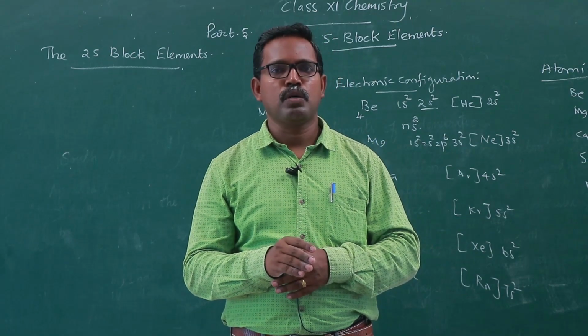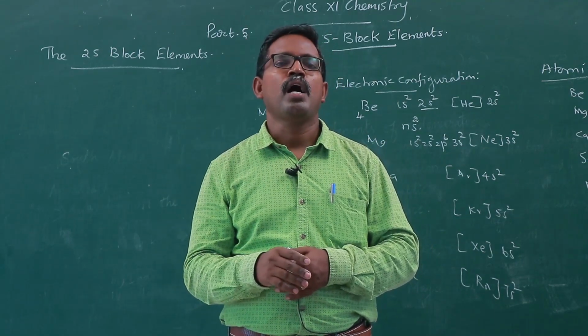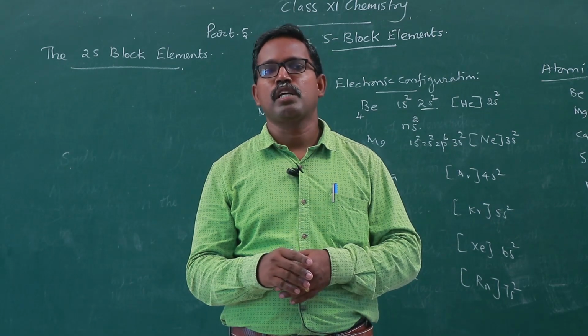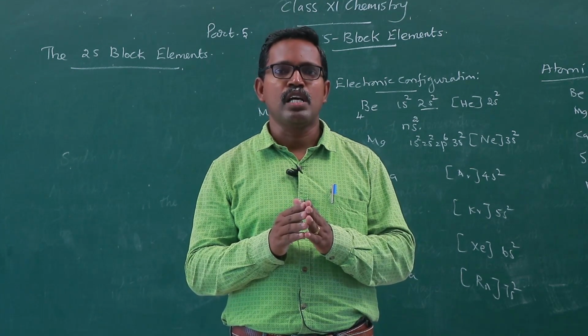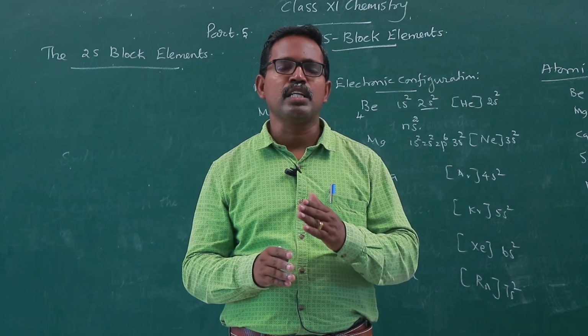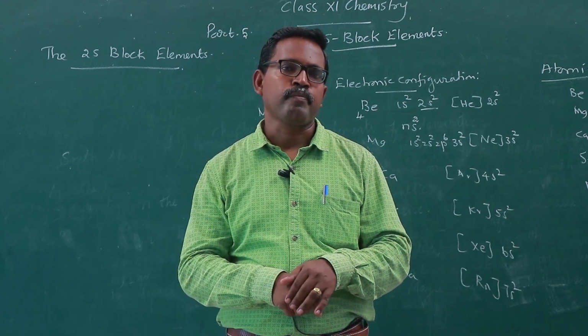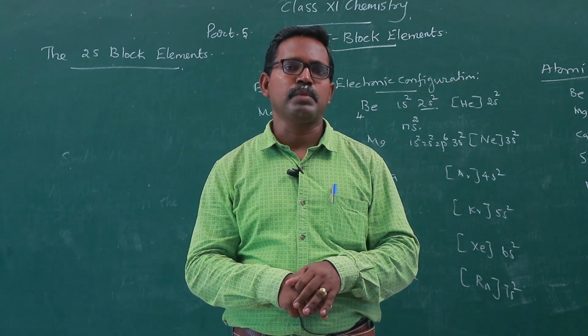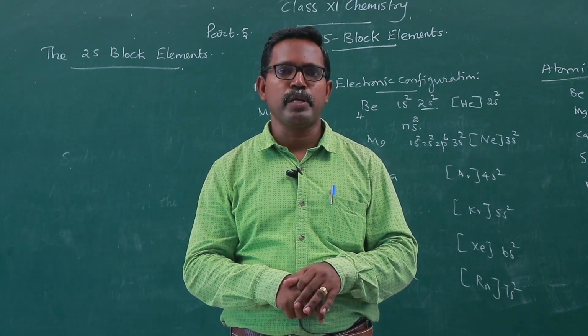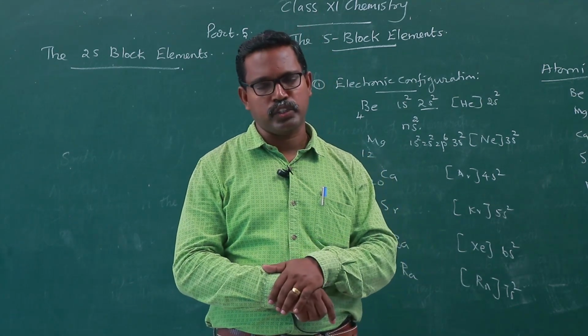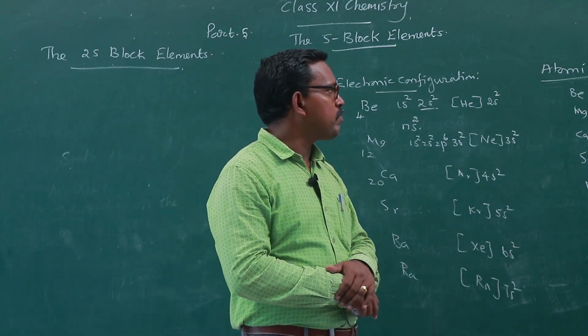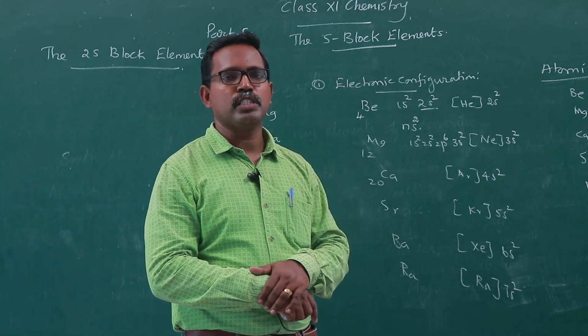As we move down the group, alkaline earth metals show a regular variation, that is, a regular decrease in ionization enthalpy. Because the size of an atom increases, the force of attraction between the nucleus and the valence electron decreases. And here we observe two ionization potentials.